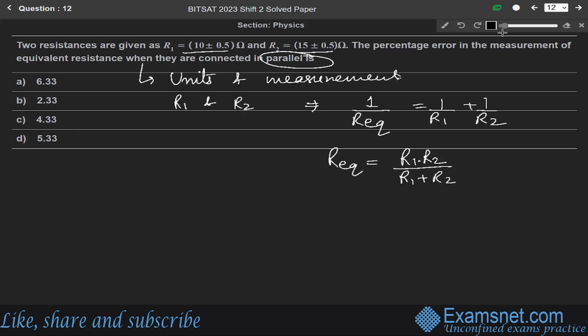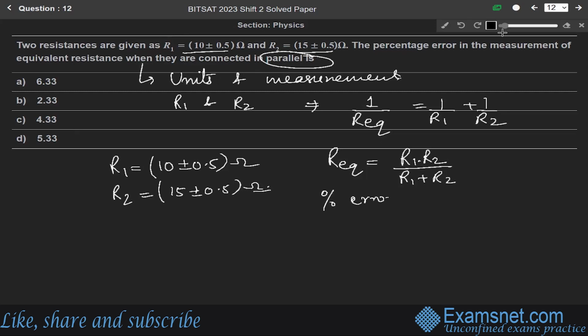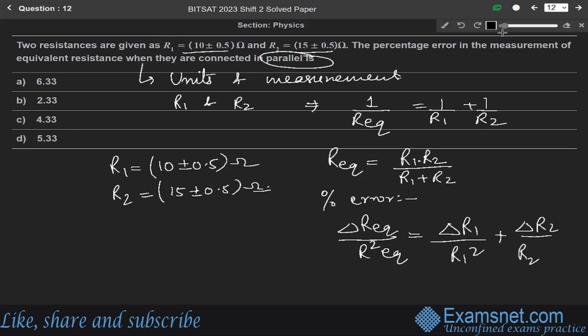Now, according to the question, R1 is given as 10 plus minus 0.5 ohm, and R2 is given as 15 plus minus 0.5 ohm. So for percentage error, we can write delta R equivalent over R equivalent square equals delta R1 over R1 square plus delta R2 over R2 square.